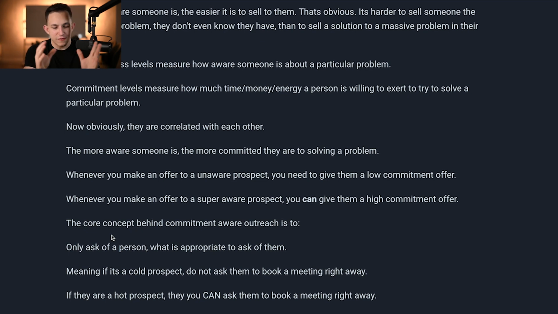Meaning, if you are contacting a cold prospect, do not ask to book a meeting right away, right? It might work, but that doesn't mean it's the best way to do it. That's how everything is in outreach. It's not binary. It's not either it works or it doesn't work. Some things will work better than others. And on the other hand, if they are a hot prospect, then of course you could consider asking them to book a meeting right away. But again, it might not even be the best option because it varies on a lot of factors.